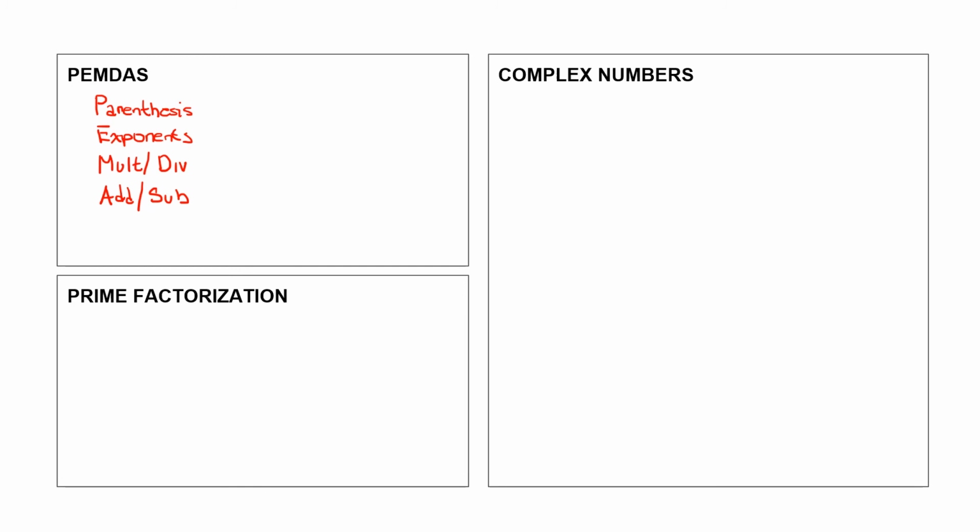Next, we have prime factorization. That's essentially decomposing a number into its prime factors. This also applies to just regular factorization, where you just decompose a number, but not into its prime factors.